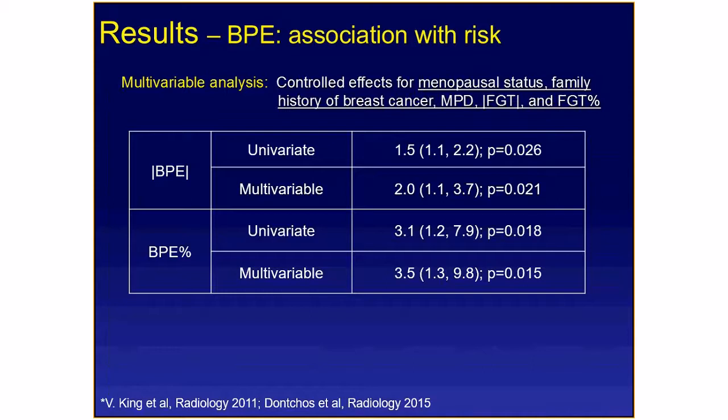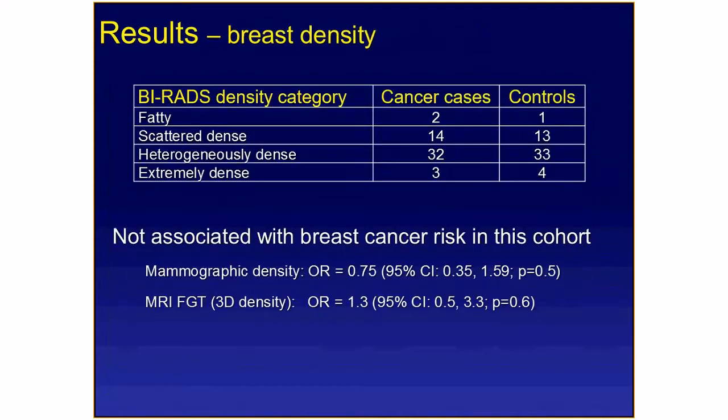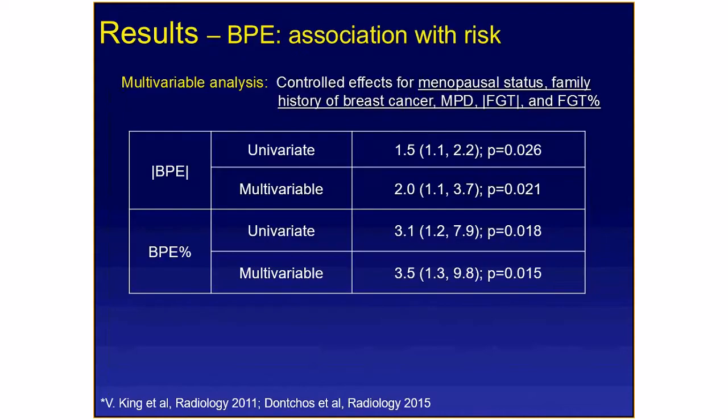However, when we look at the BPE, okay, the MRI FGT, the 3D density, also does not predict the status here. So the density of tissue in MRI, for this work, is not associated with risk. And then when we look at the BPE, we do univariate analysis and multiple variable analysis.